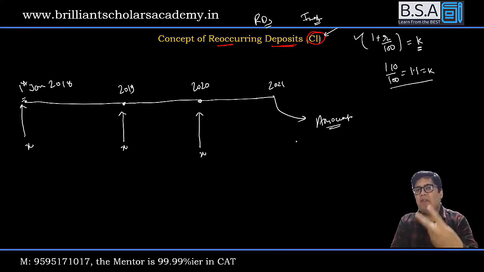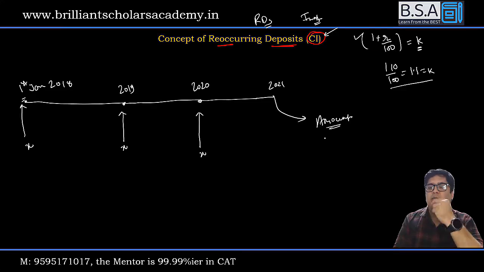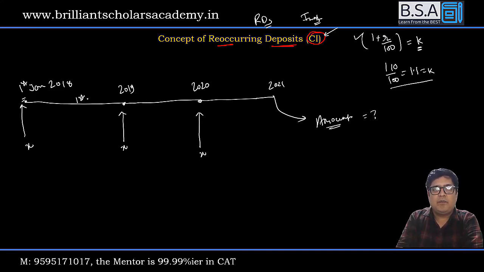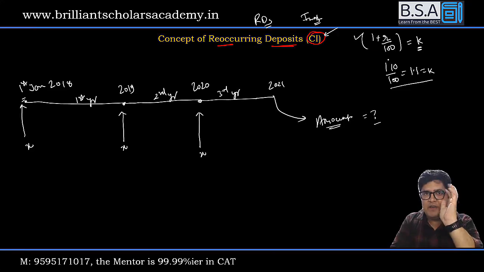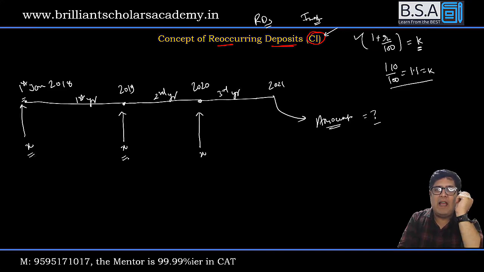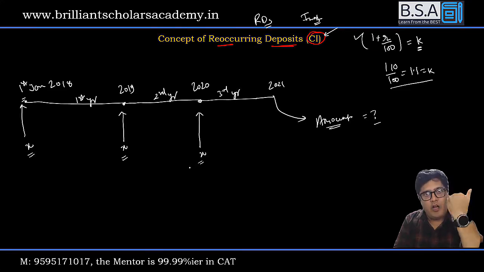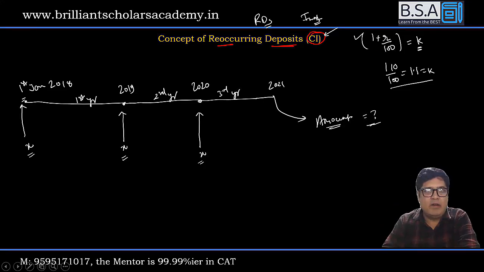So the question can be framed in two ways. The question will tell you how much amount you want after 3 years, deposited for the first year, second year, and third year. The amount will be given, the rate of interest will be given, and you will be asked how much is the annual deposit. Or the reverse: you will be told somebody deposits 30,000 or 40,000 or 1 lakh every year, and asked how much amount they will get after a certain number of years.